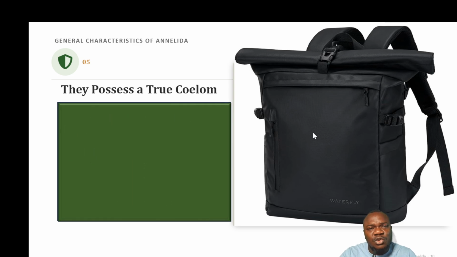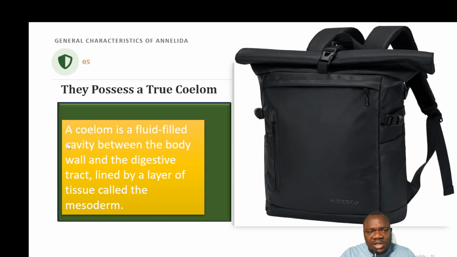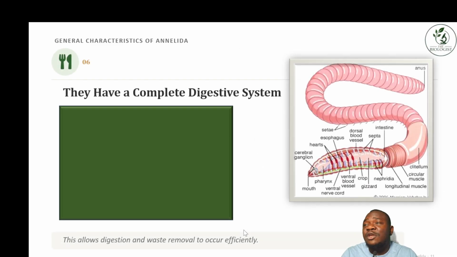So for example, when you are asked this question in WAEC or in your exams, what is a coelom? You give them this clear definition: a coelom is a fluid-filled cavity between the body wall and the digestive tract, lined by a layer of tissue called what? The mesoderm. So this is what you need to know about the coelom. In my next video, I can tell you to go and watch annelids so you can get a clear understanding of what a coelom is.